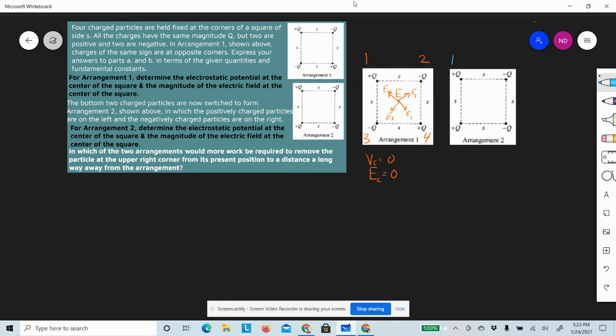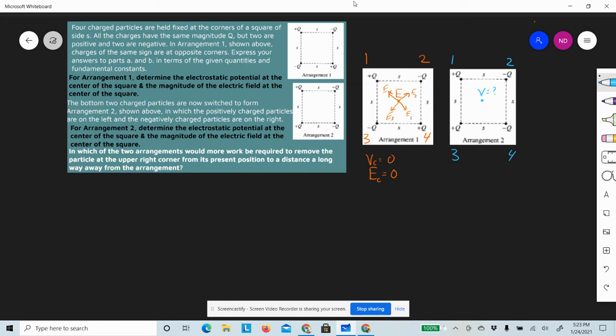So now we've got our 1, 2, 3, and 4 charges here. But notice that 3 was negative, now 3 is positive, and 4 was positive, now that's negative. And the questions are the same. What is the voltage in the center?